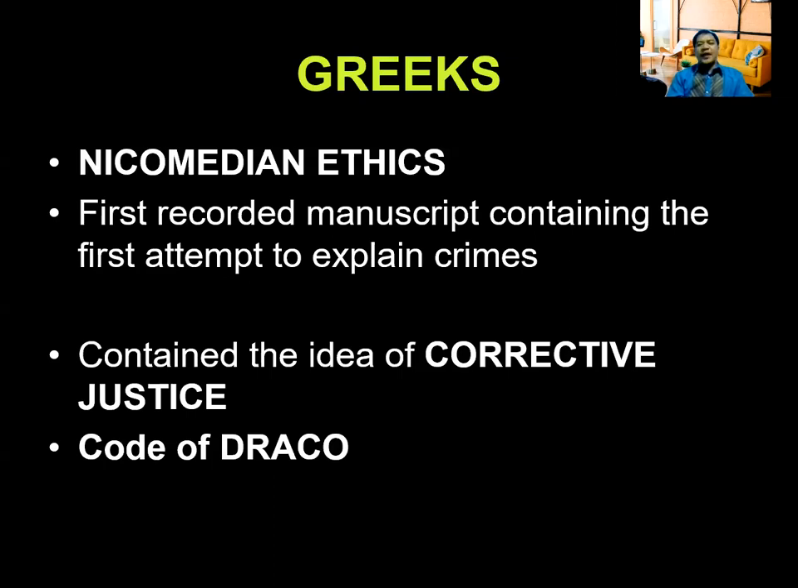Okay, so first one there is the Nicomedean ethics. Of course, in some other books, it's not Nicomedean, but rather Nicomachean ethics. Okay, so it is the first recorded manuscript containing the first attempt to explain why crimes are being committed. As far as this is concerned, the Nicomedean ethics explains that there must be some degree of what we call corrective justice.